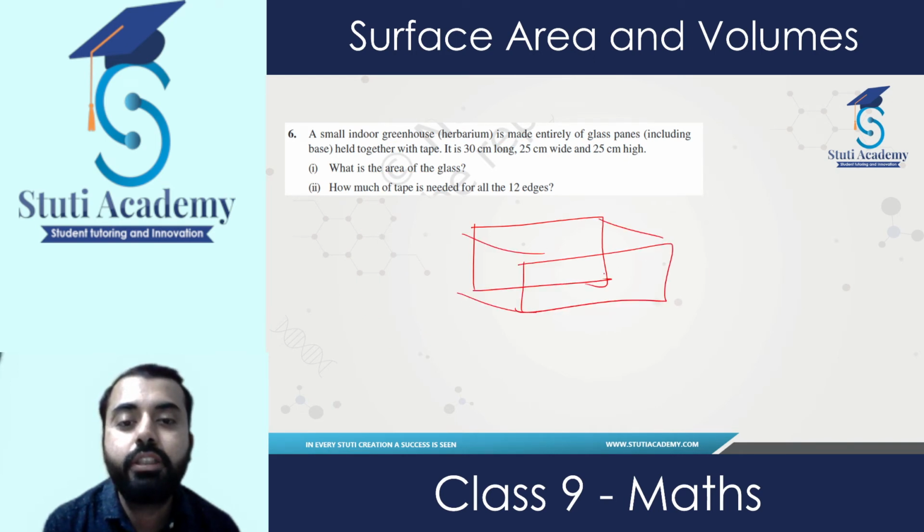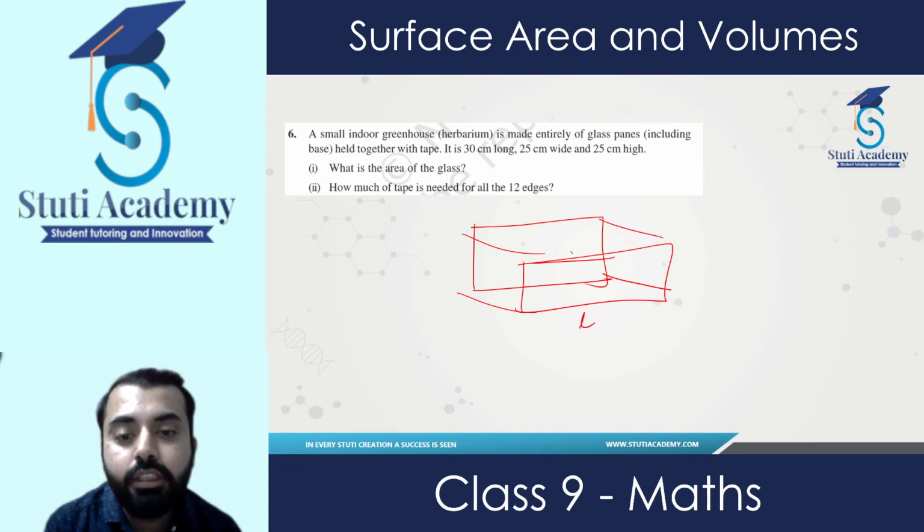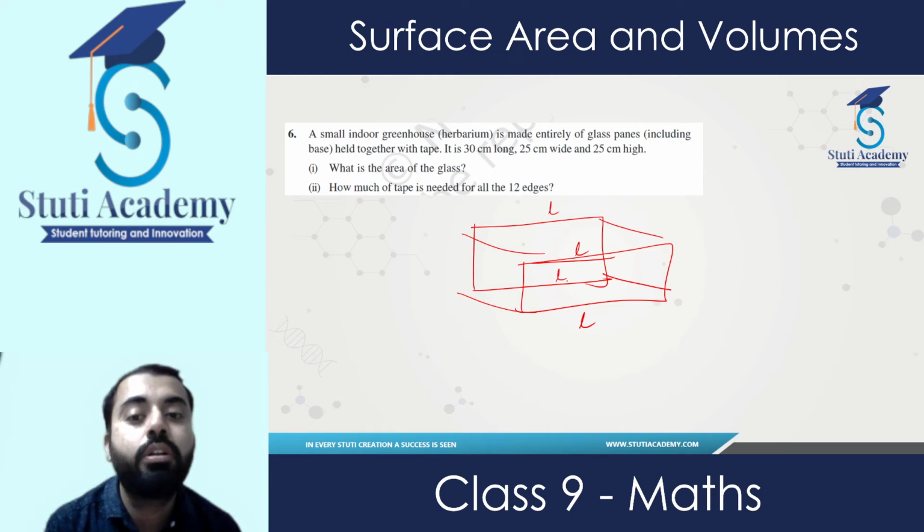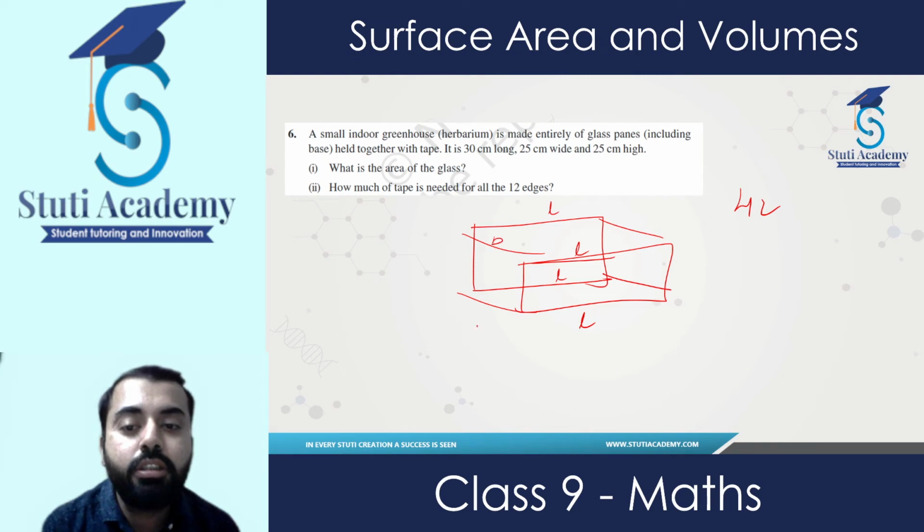Let's say this is the figure now. I have 12 edges. Now see, if this is length, then this is length, length, and this one will also be length. That means I have 4L. If this is breadth, this is also breadth, this is breadth, and this one too, that means 4 breadth. If this is height, this one is also height, and that one too, that means 4 height.